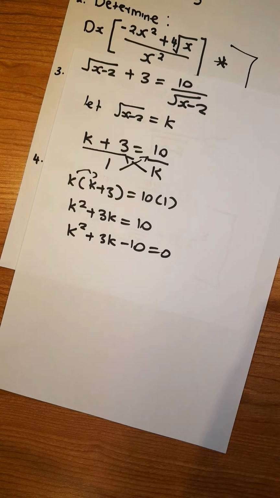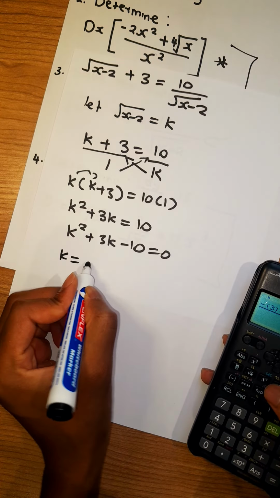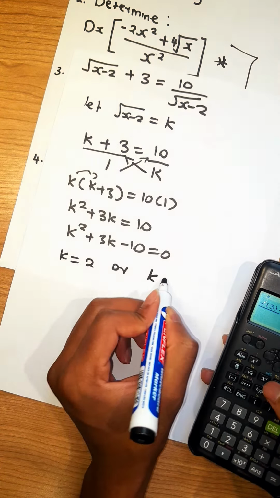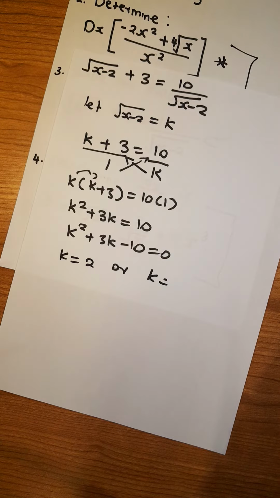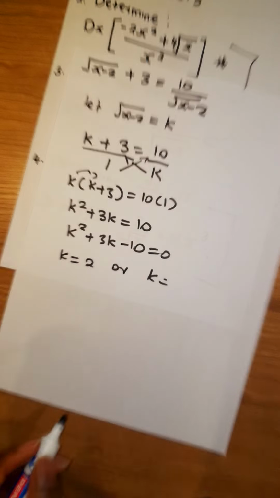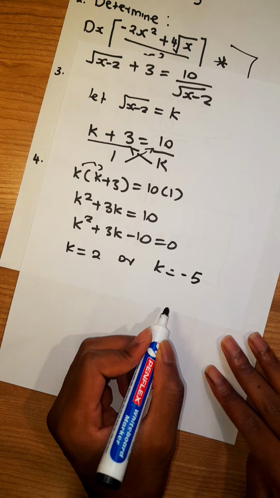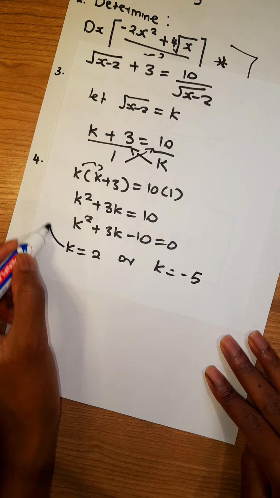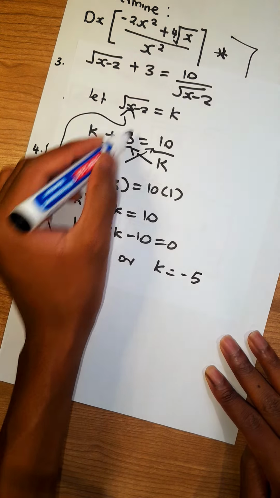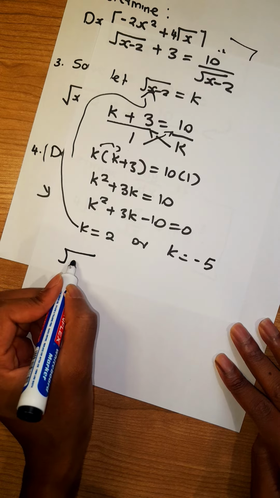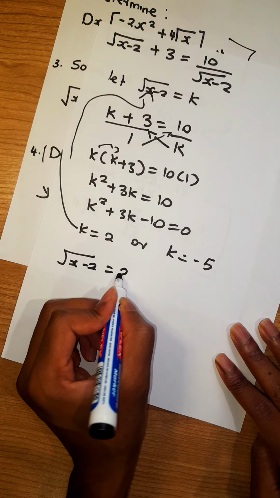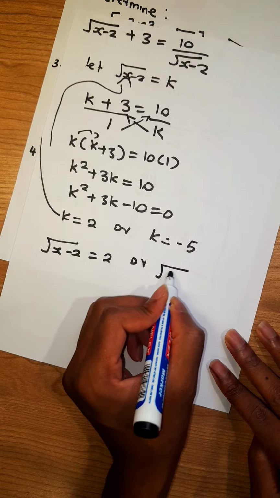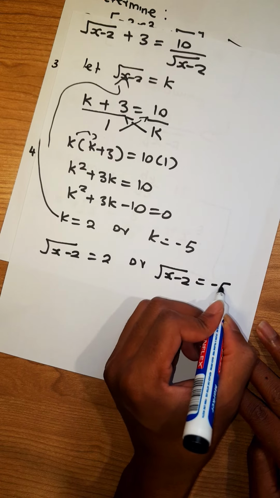So let me just use the quadratic formula. Minus 4ac is minus 10, 2a is 2. So I found that my k equals 2, or my k is going to equal minus 5. So you remember that the value of k is the same as this expression. So instead of writing k, we're going to have the root of x minus 2 equals 2, or the root of x minus 2 equals minus 5.